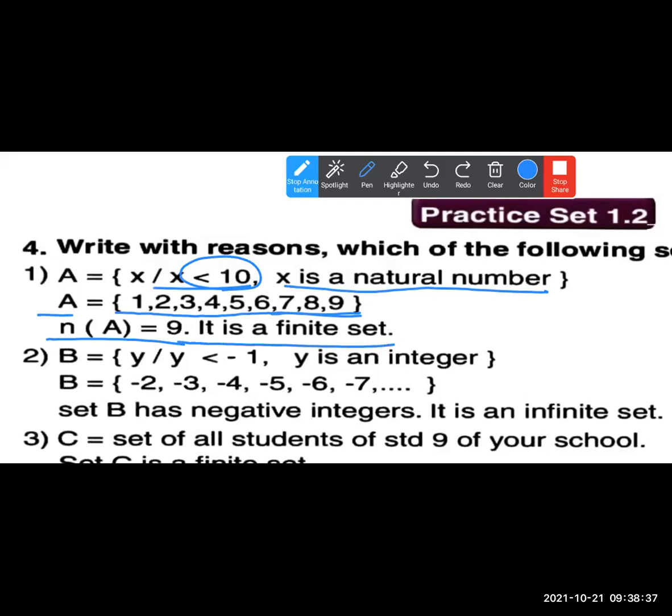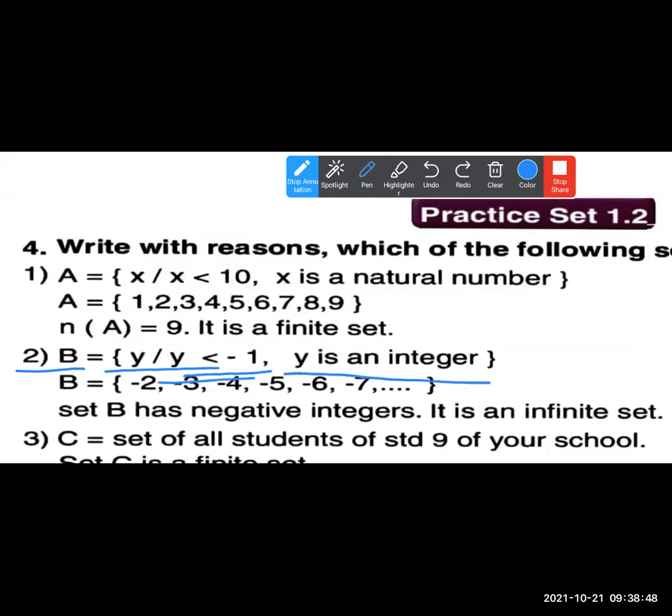You just have to write whether it is a finite or infinite set. The next question is B is equal to the set of all y such that y is strictly less than minus 1 and y is an integer. Less than minus 1, there are several integers. You can see on the number line minus 2, minus 3, minus 4, minus 5, minus 6 and so on. So you have to list out like this, and write that B has negative integers. It is an infinite set. Okay.